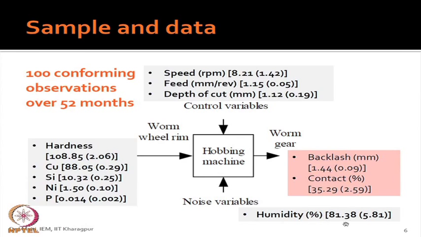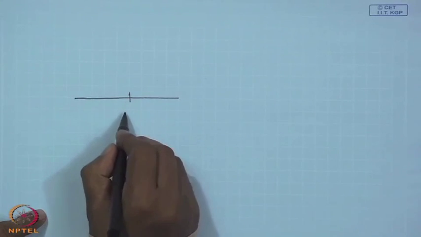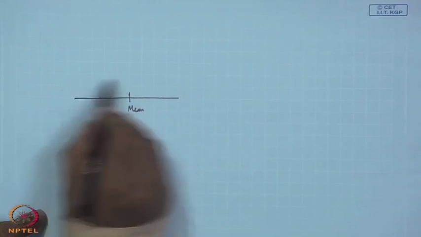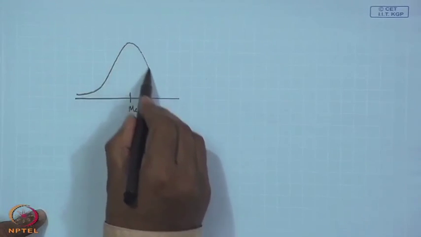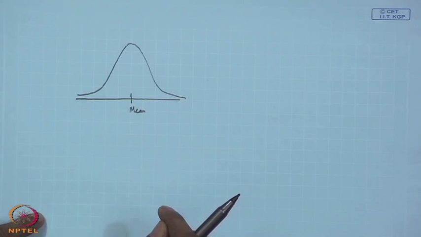And similarly, humidity all over the year, it is 80.38, that is the mean value, and 5.87 is the standard deviation. And here, speed has 1.42 standard deviation, 8.2 is the mean value, similarly feed and similarly depth of cut. If you assume that the process is multivariate normal, then what will happen? The individual variables will be univariate normal. So, under such conditions, everywhere you can find out what is the mean value. And then as you know the standard deviations, you will have a distribution like this.